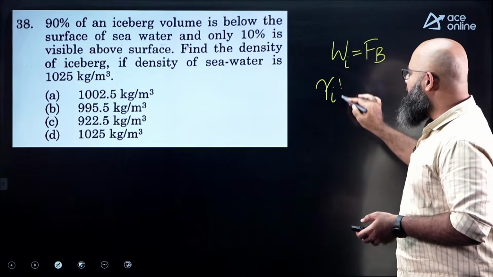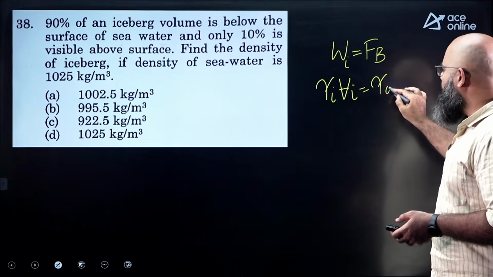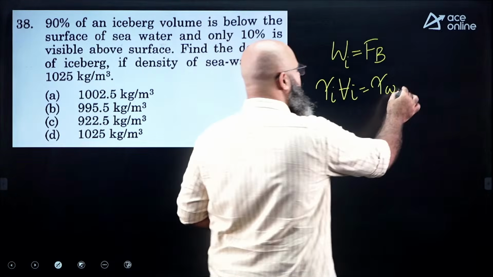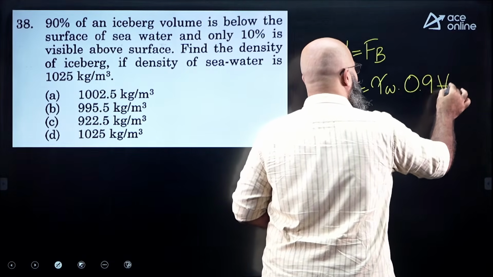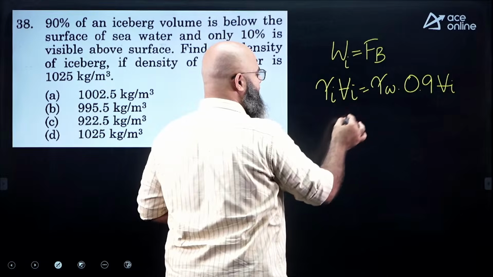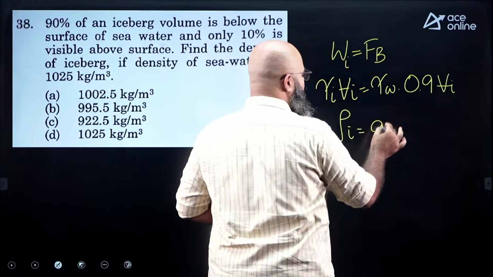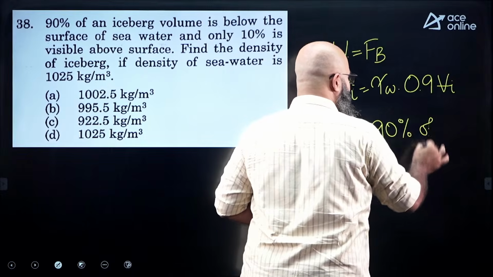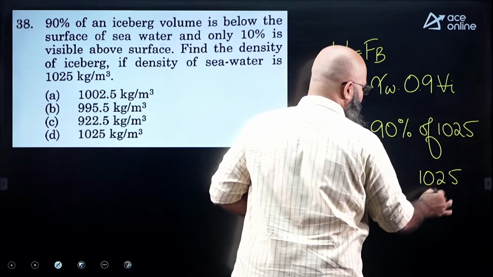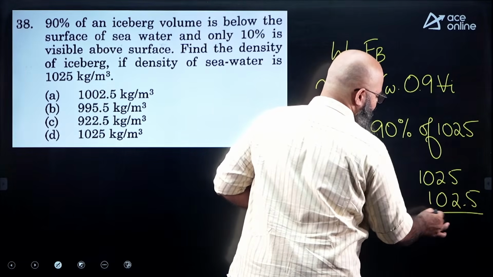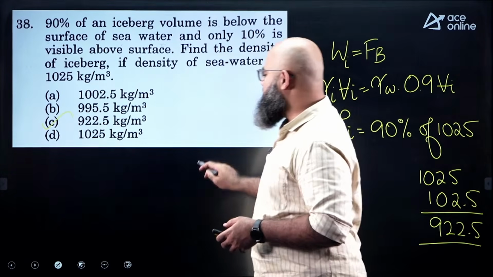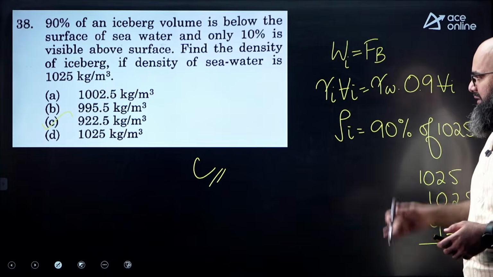So gamma of iceberg into volume of iceberg is equal to gamma of water into volume of water. What is the volume of water over here? It is equal to 0.9, that is 90% of the volume of the iceberg. So from here I can say the volume of ice cancels off, g also cancels off. Density of iceberg is equal to 90% of 1025. So from 1025, you just subtract 102.5. You should get the answer as 922.5. You can find it as option C. Answer over here is option C.